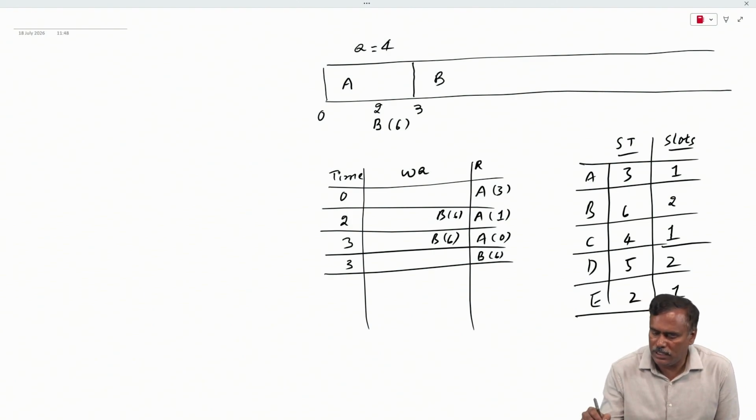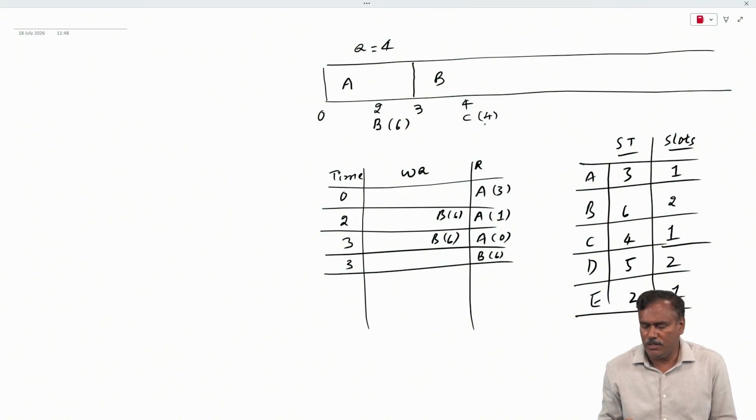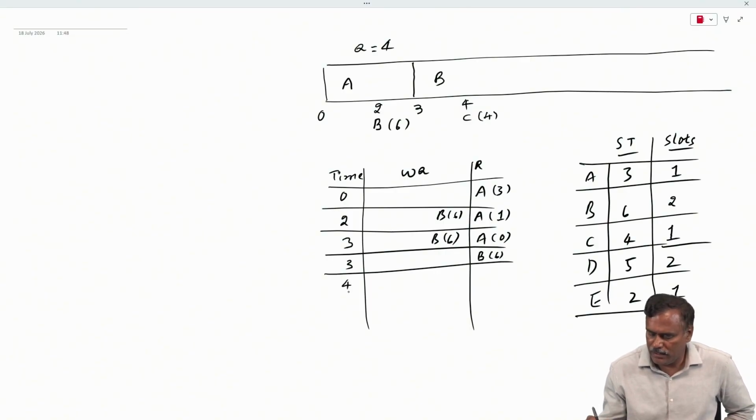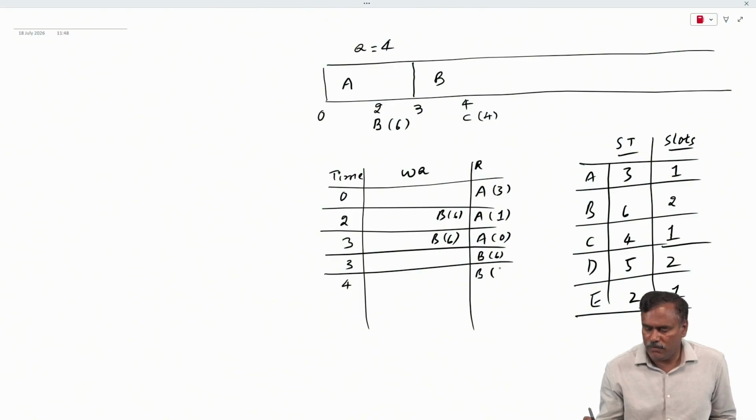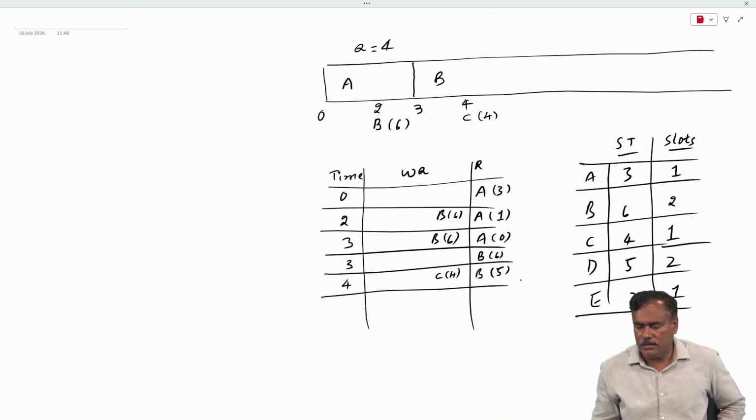And you know that at the fourth interval of time, a new process C is going to enter into the queue, which needs a service time of 4 units. So at the fourth interval, B has been executed for 1 unit of time. Its remaining service time is 5. So at the fourth interval, a new process, namely C, which needs a service time of 4 units, has entered. And this B itself is going to continue till completion of its slice time.